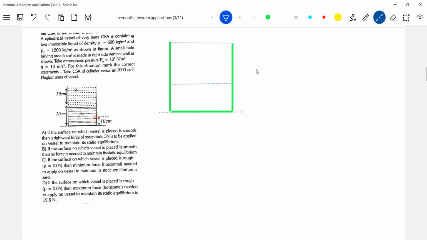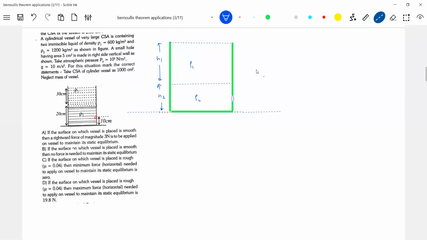30 centimeter, 20 centimeter drilling. So this, let me take this is height H2. And there's a hole at height 10 centimeter. Density of liquid rho 2. This is rho 1. And it is placed on a rough surface.